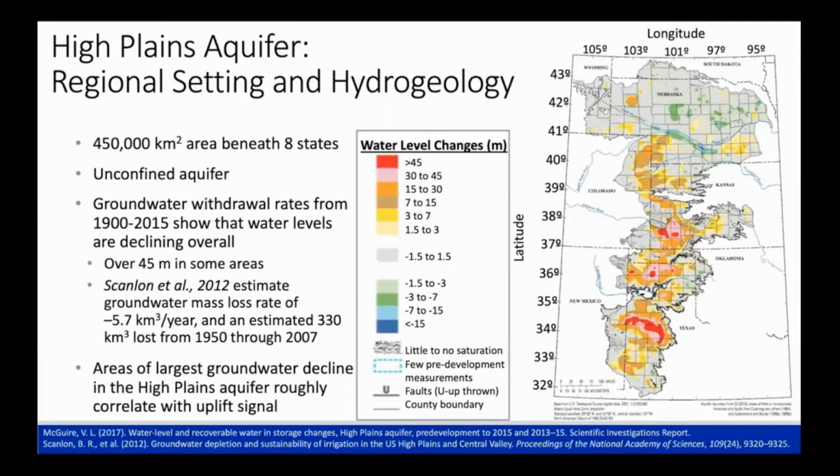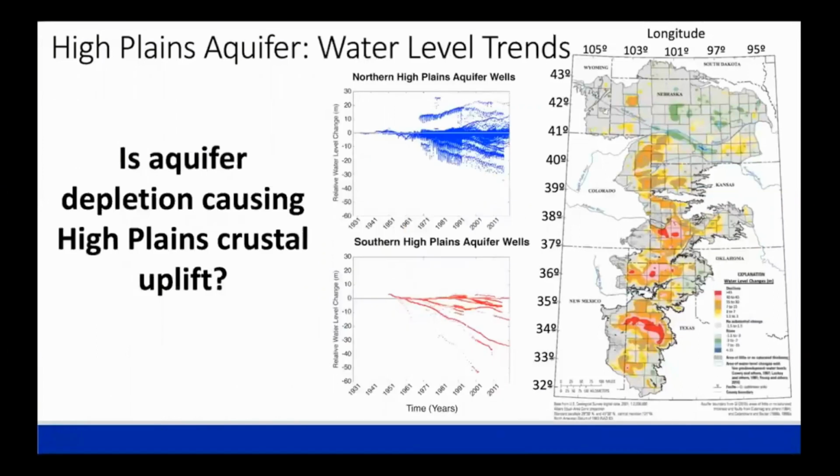And estimates by Scanlon et al. estimate that 330 cubic kilometers of water has been lost between 1950 and 2007, and that the groundwater mass loss rate is approximately 5.7 cubic kilometers per year. So we want to know, is aquifer depletion causing High Plains crustal uplift?